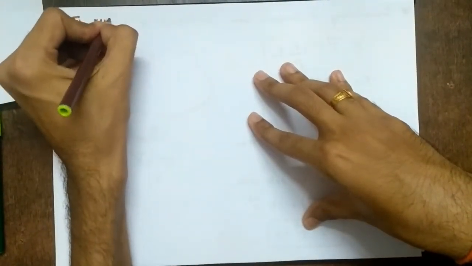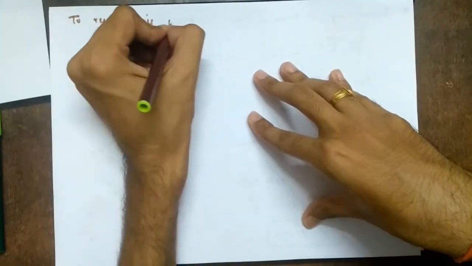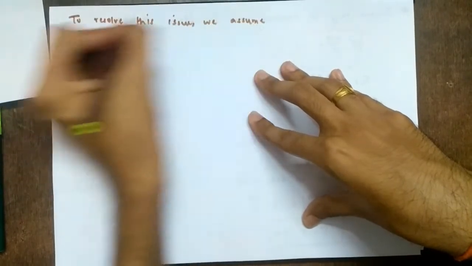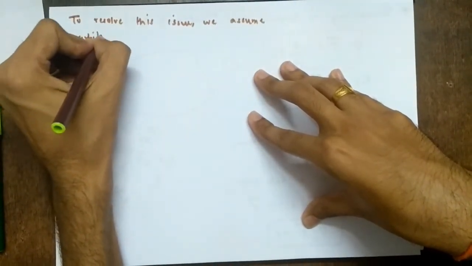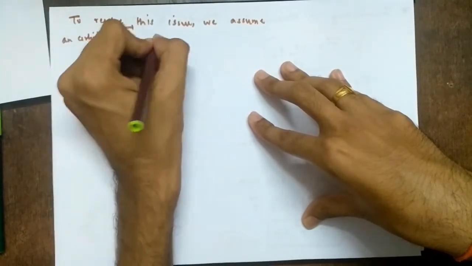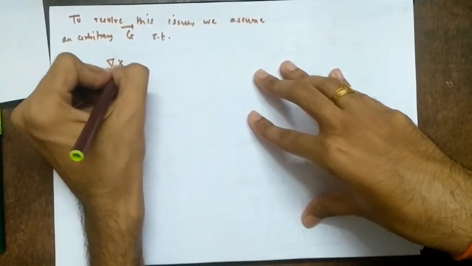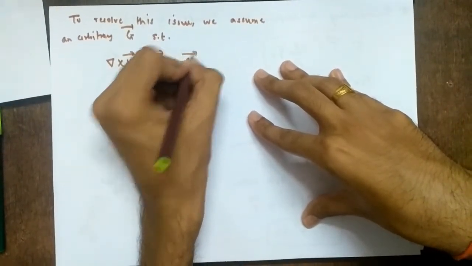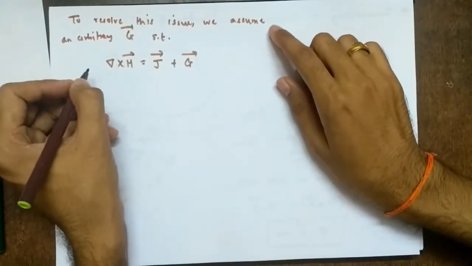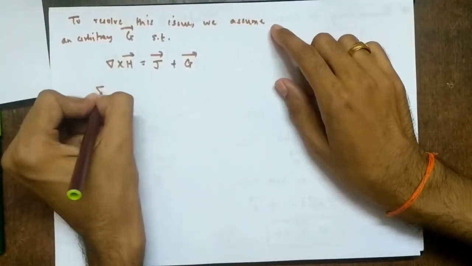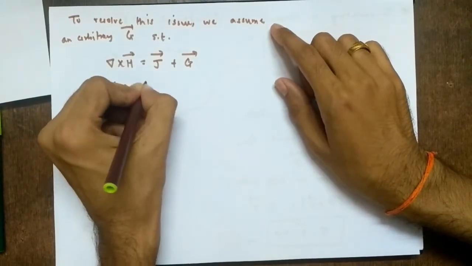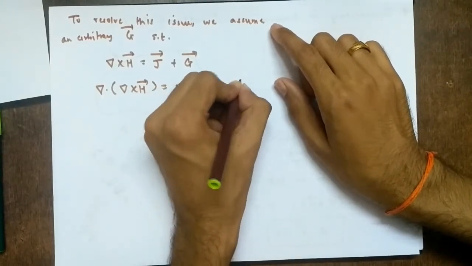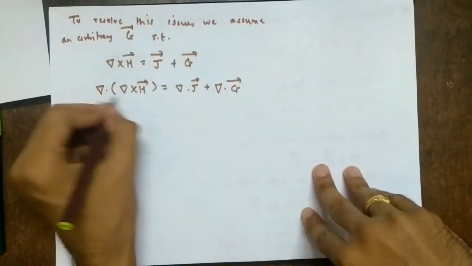So to resolve this issue, we assume an arbitrary G vector. We are getting the problem in Ampere's law, so we'll assume it here: del cross H vector equal to J vector plus G vector. Now again take divergence on both sides, so we'll get del dot of del cross H vector equal to del dot J vector plus del dot G vector. Now divergence of a curl is 0, so this will be 0.